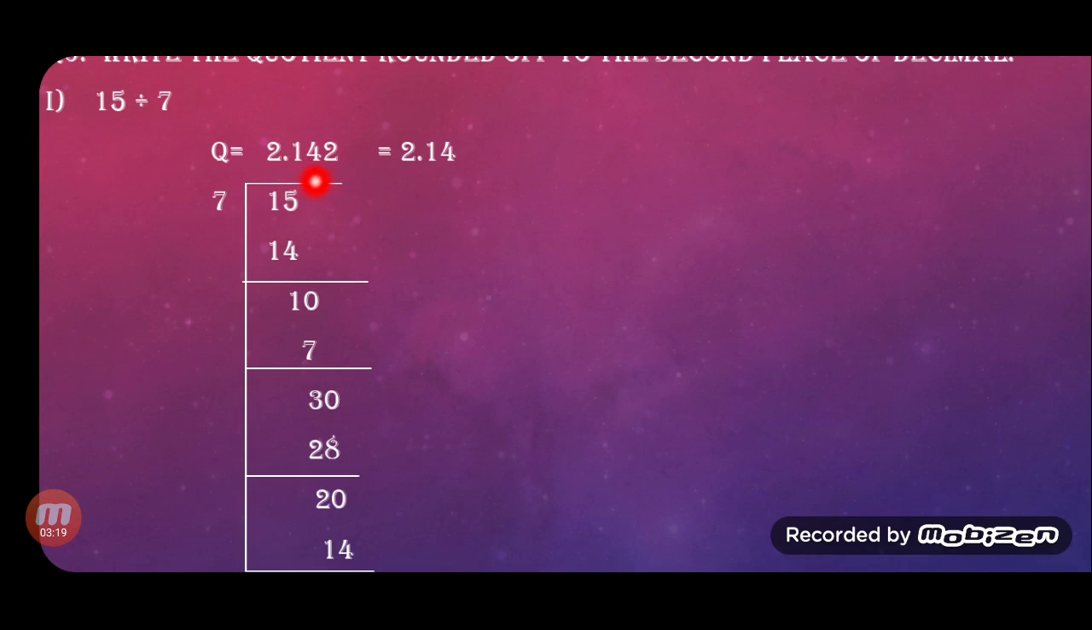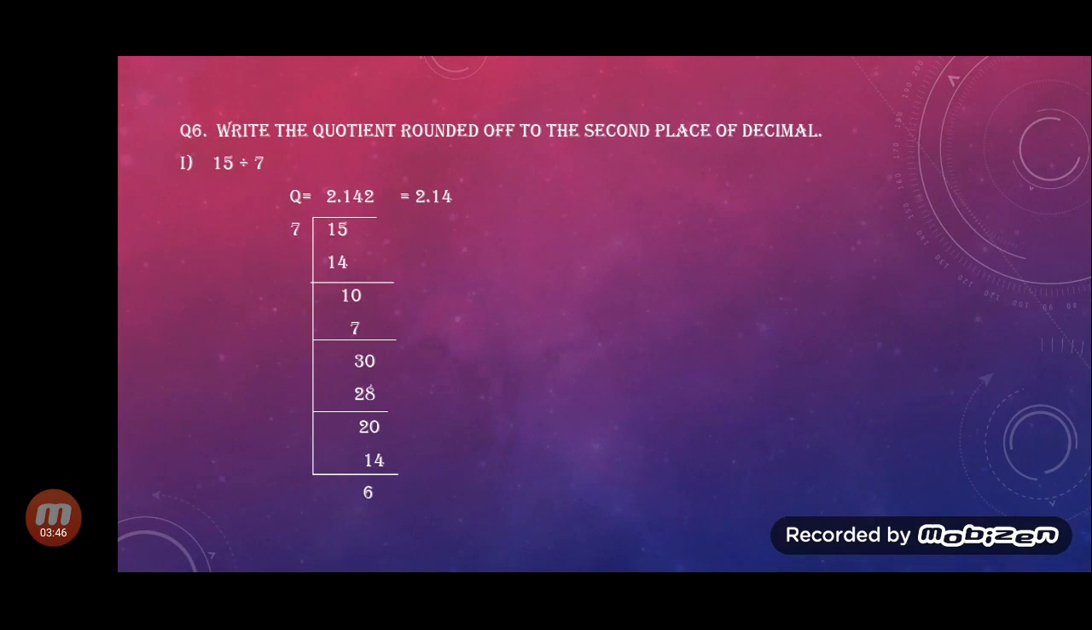So 2.14, you know that 2 is less than 5. So what will you do? Of course, you will not write anything. You will just not do anything in the rounding number, and the rest of the digits you will drop. So the answer will be 2.14. Next.